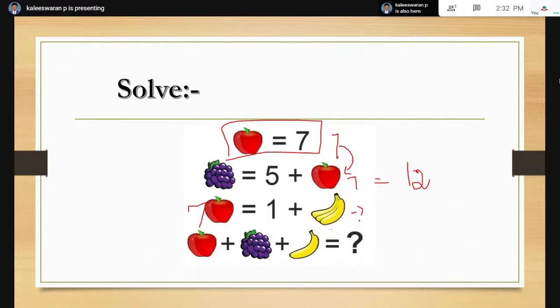Here we can see 3 bananas equal 6. What is the rate of a single banana? It is 2. Grape is 12, apple is 7. So the final answer is 21. This is a simple example for understanding equation formation.